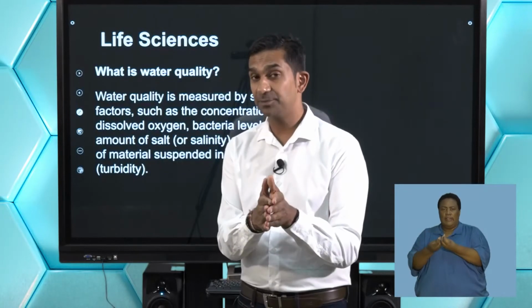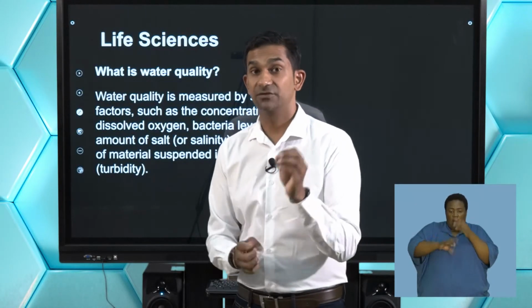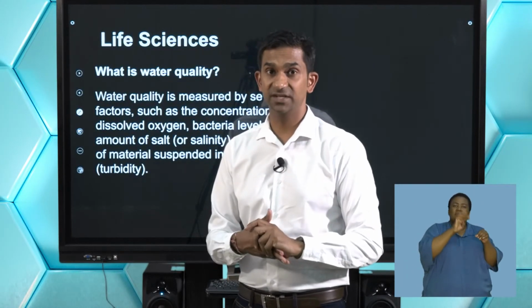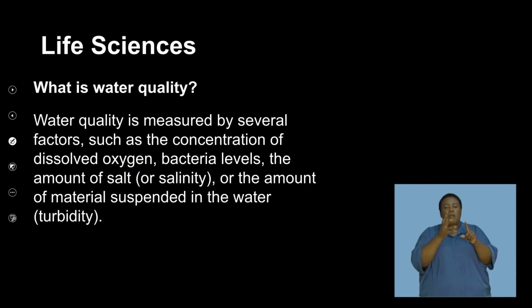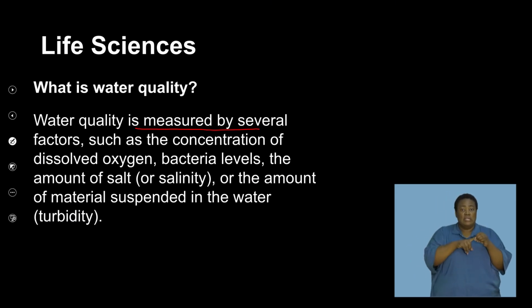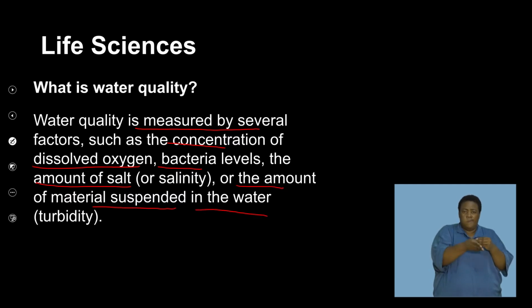So let's try and unpack what water quality is from a human consumption perspective first, and then we'll relate that to how it supports living organisms. Water quality is a measure by several factors, such as the concentration of dissolved oxygen, bacteria levels, the amount of salts or how saline the water is, and the amount of materials suspended in the water. We refer to that as turbidity.